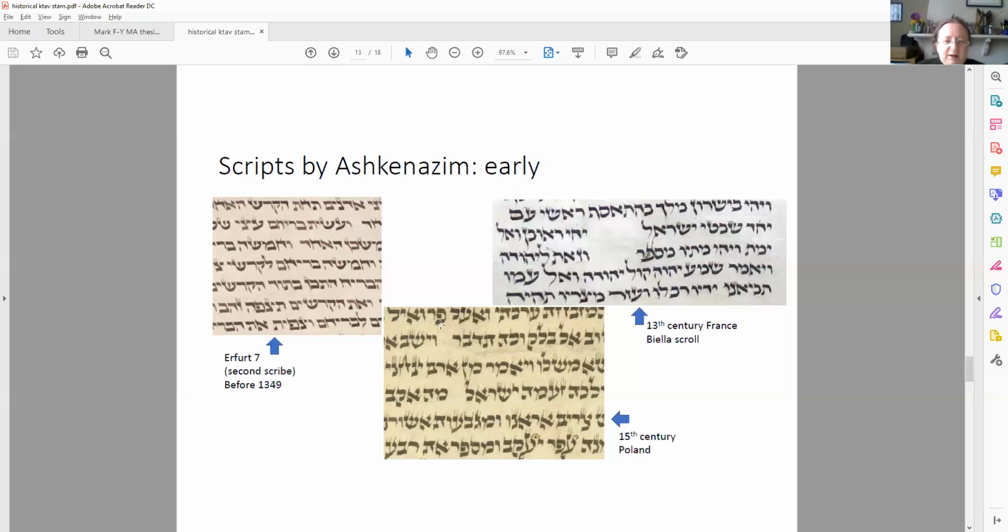And then here's a scroll from 15th century Poland. And everything I know about this comes from the Sotheby's report because it was auctioned by Sotheby's. I don't know who owns it now. But here again, you can see really clearly the gaps between words at the ends of the pasuk. And you can see his quite peculiar kuf.